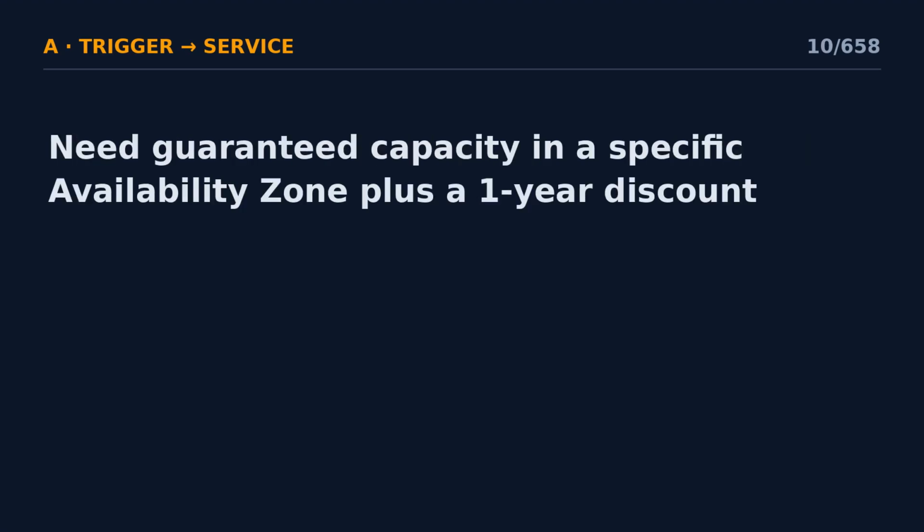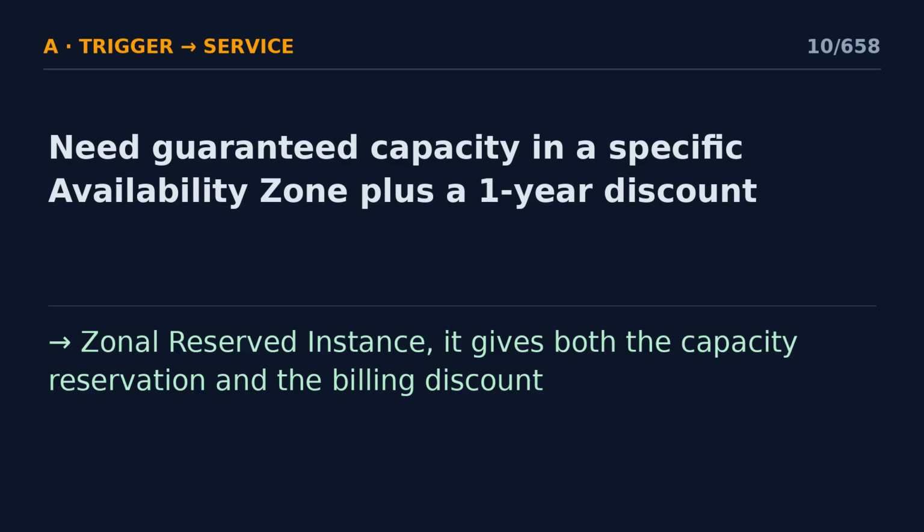Need guaranteed capacity in a specific availability zone plus a 1-year discount. Answer. Zonal reserved instance. It gives both the capacity reservation and the billing discount.